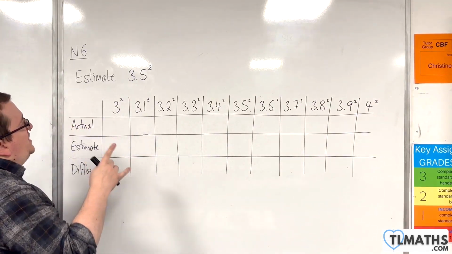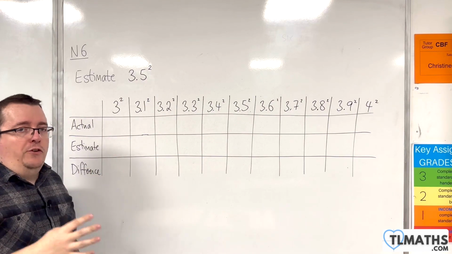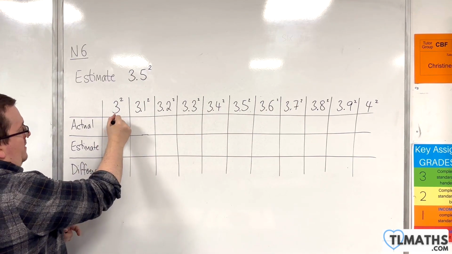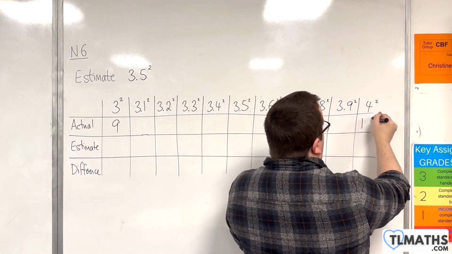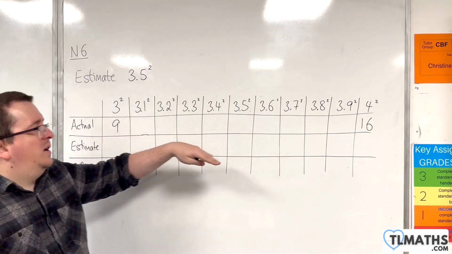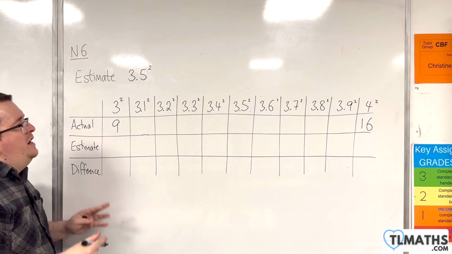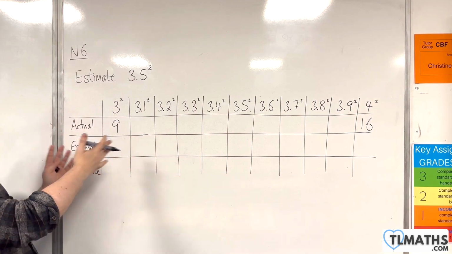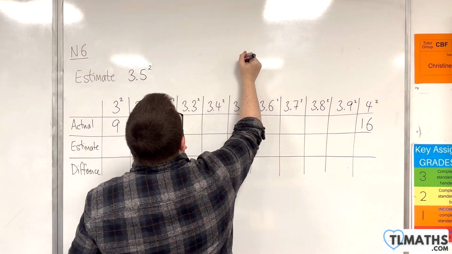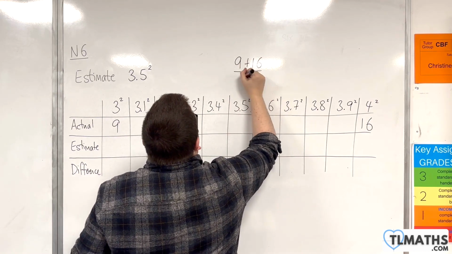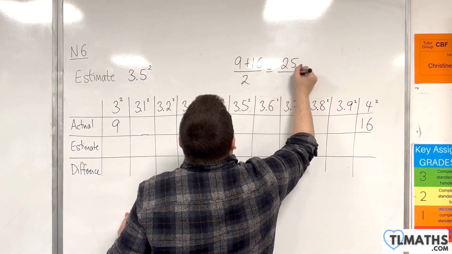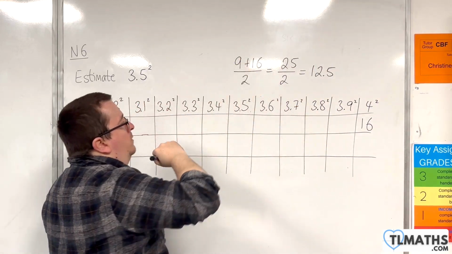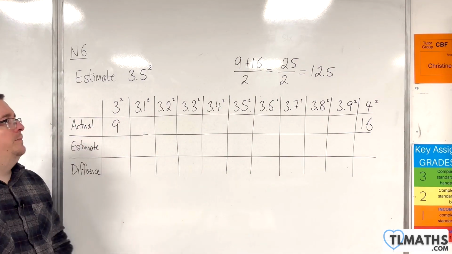So the first thing you might think is, well, 3.5 squared, it's got to be somewhere between 3 squared and 4 squared, right? So 3 squared is 9, 4 squared is 16. So 3.5 squared's got to be somewhere between those two. Now you might think, well, maybe it's perfectly halfway between 9 and 16. So to work that out, you can add 9 and 16 together and divide by 2. That gives you 25 over 2, which is 12.5. So this essentially finds the mean of those two values and gives you the midpoint.